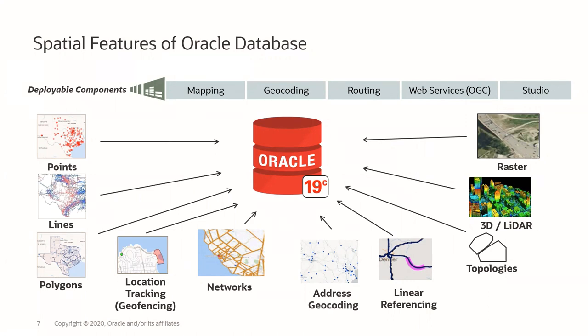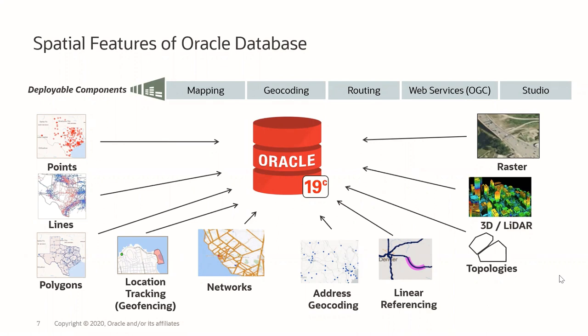The slide we are seeing gives us the big picture about Oracle Spatial. You may have seen this slide before. At the top row, you see a list of deployable components, and mapping is one of those components. We all know maps are very important, and maps are very intuitive to represent spatial data. They are very effective to illustrate spatial distributions and patterns, and also to discover business-related knowledge about the data.